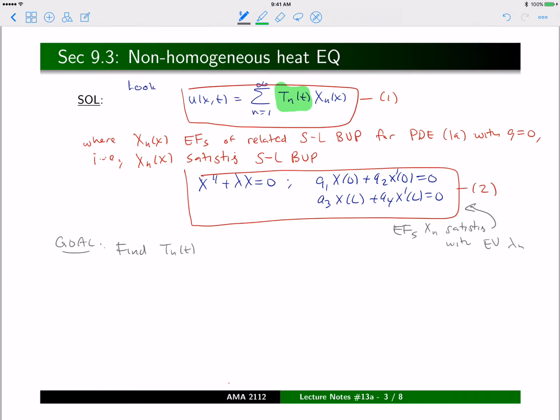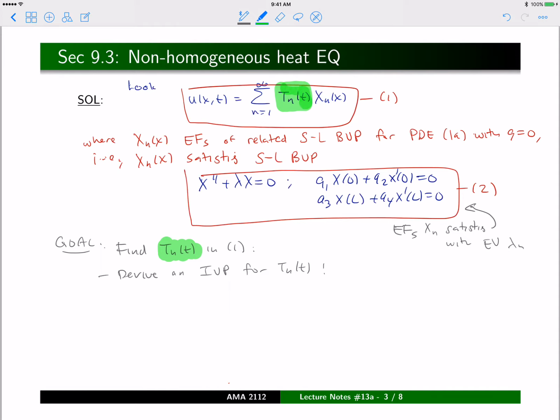So how do we do that? Basically, we're going to derive an initial value problem for Tn of t. An initial value problem, remember from AMA2112, is an ODE for Tn of t. Okay, so let's derive an ODE for Tn of t, a function of time.